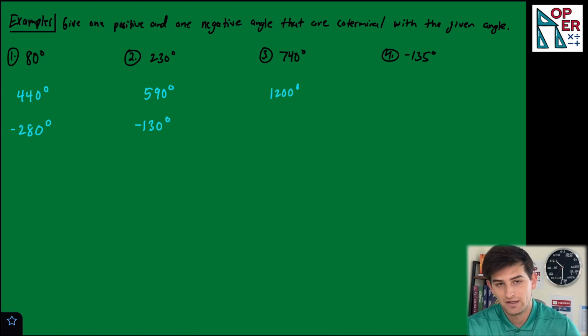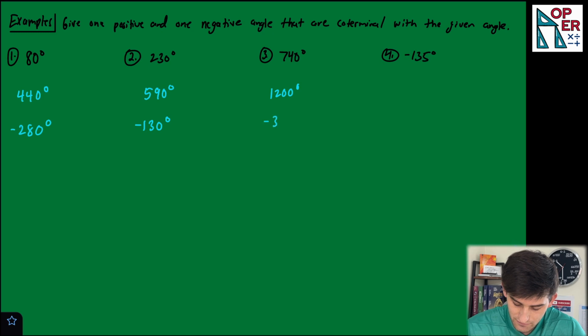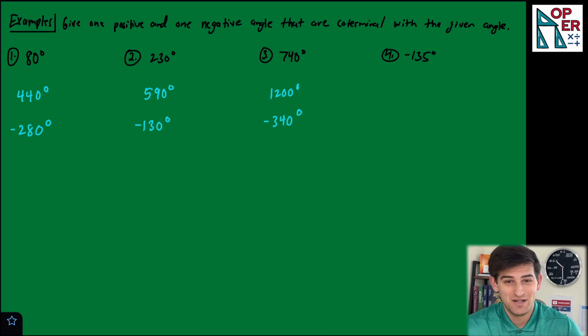And now we're not going to be able to subtract 360 to get our negative. We're going to have to subtract 720. And so that's going to leave us with negative 340 degrees. Okay. Or technically, we're not going to be able to subtract 720, right? Because even if we subtract 720, that's going to leave us with 20 degrees. So we're going to have to subtract an additional 360. And that's how we end up with negative 340 degrees.